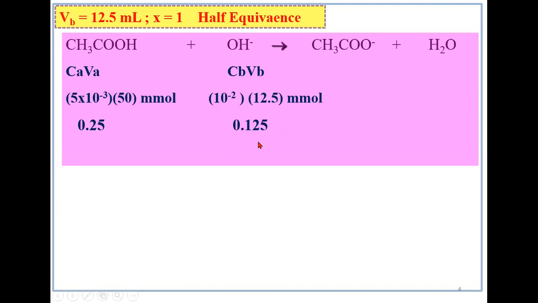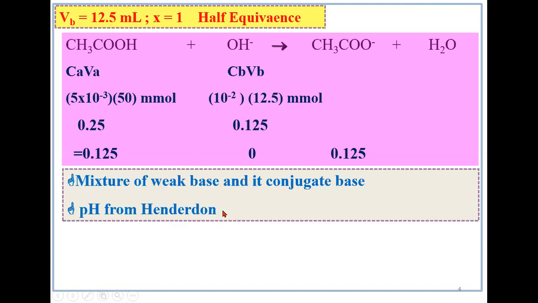Clearly, my OH minus is my limiting reagent, surely because I did not reach the equivalence point yet. But even if I don't think about that, this number tells me it's limiting. So it's going to run out. It's going to become 0. So what's going to react? This is going to be 0 here. I'm going to take 0.25 minus 0.125. So I'm left over with CAVA minus CBVB. Here, CBVB is 0. And here I'm going to produce CBVB.